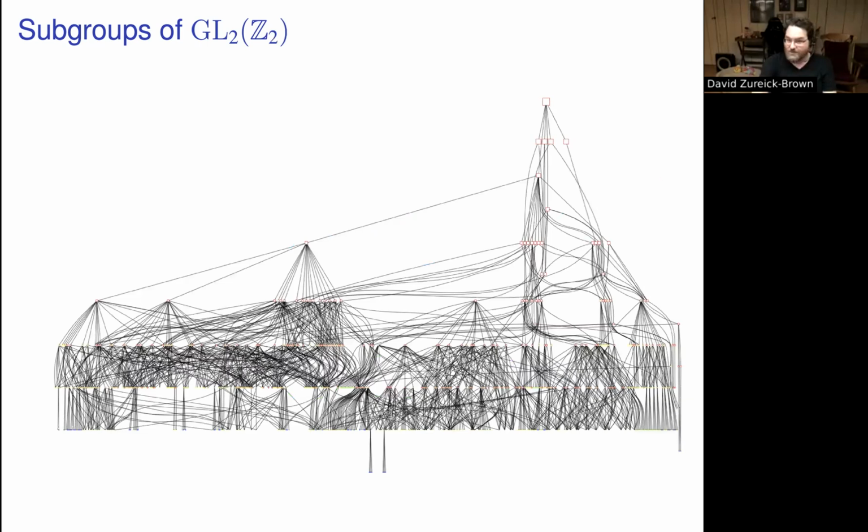Here's the picture for 2. This is the first time I printed out a picture from one of my papers and put it on my wall.